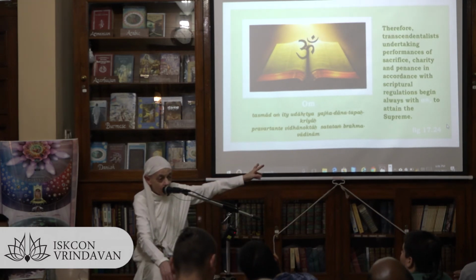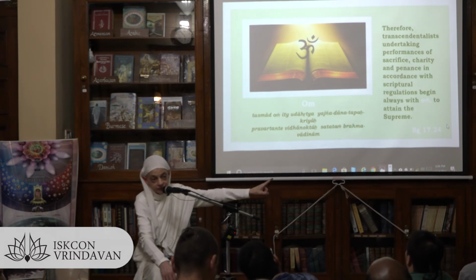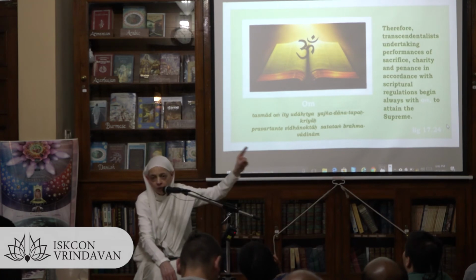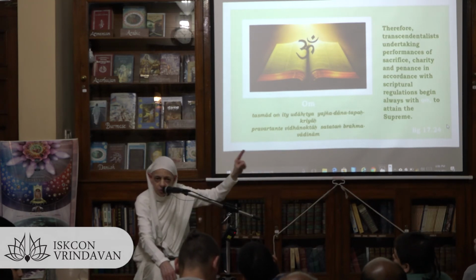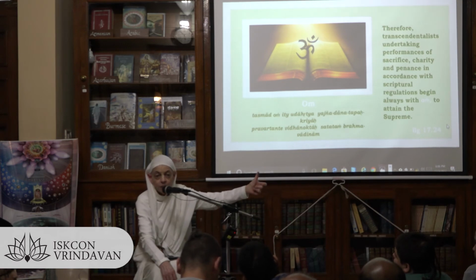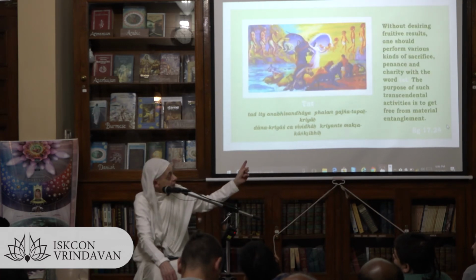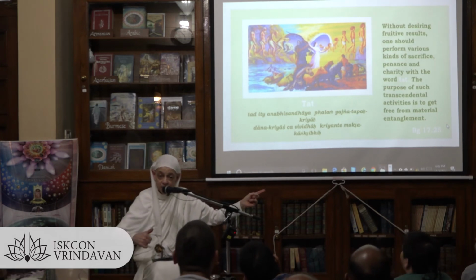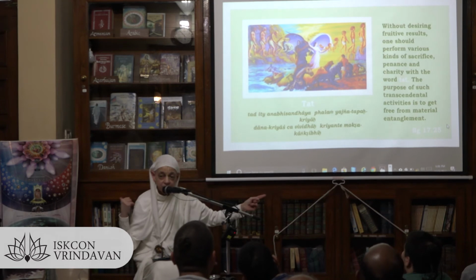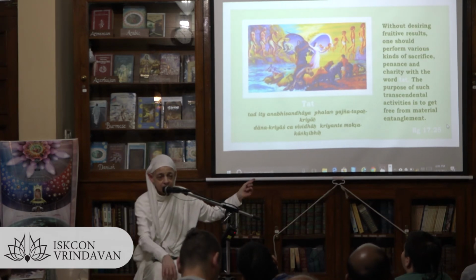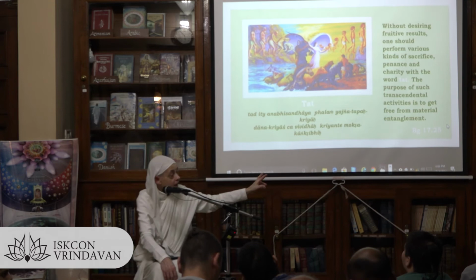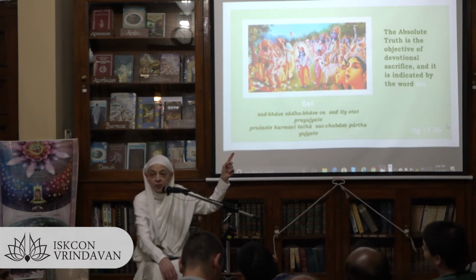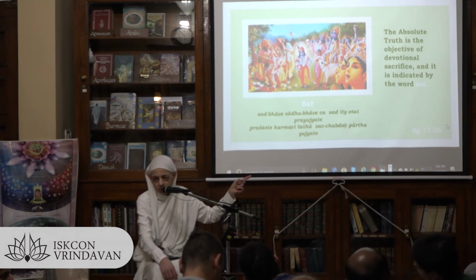Om represents the objective. What does it represent? Yes, what's the objective? Supreme, the goal. The goal is the supreme. Om. The next word is Tat. This represents the opposite. I'm trying to give up material existence. That's what Tat means. I want to become free of material entanglement. Sat means the absolute truth.